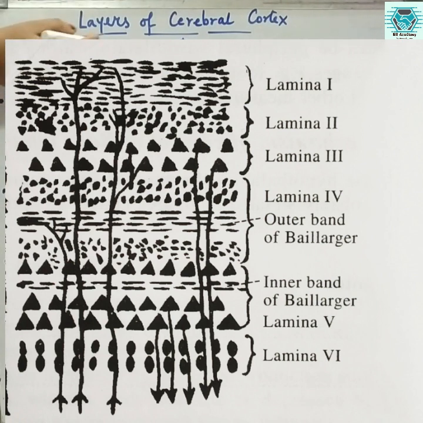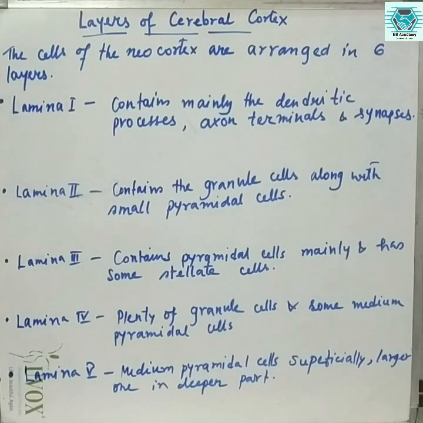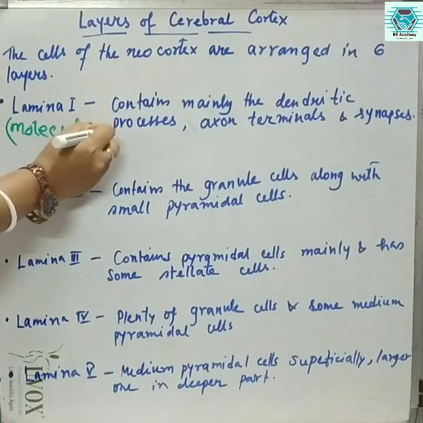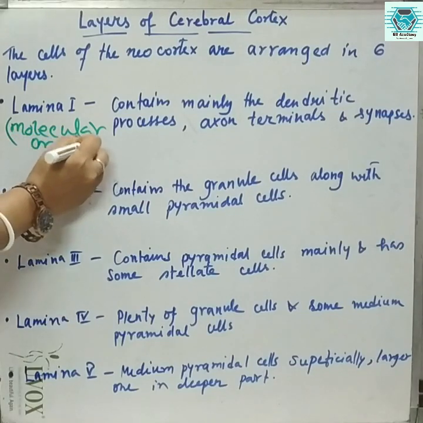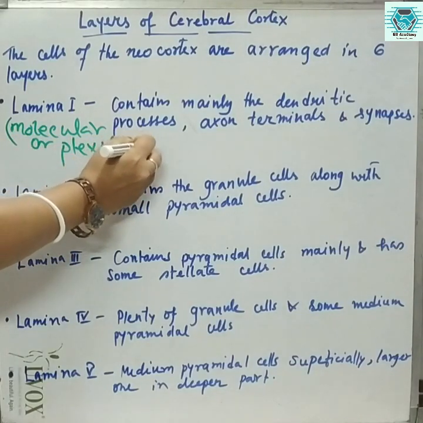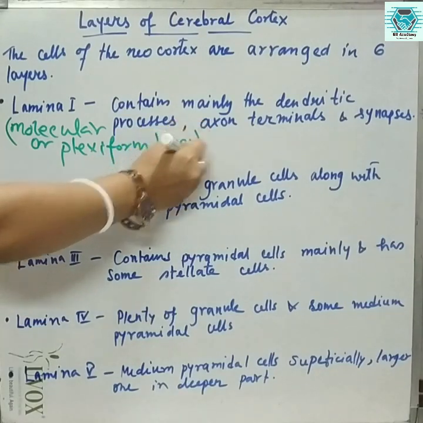The cells of the neocortex are arranged in 6 layers. Lamina 1 contains mainly the dendritic processes, axon terminals and synapses. It also has the horizontal cells of Cajal. This lamina 1 is also known as molecular or plexiform layer.